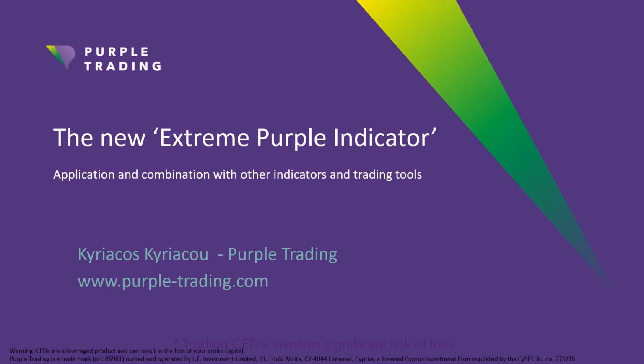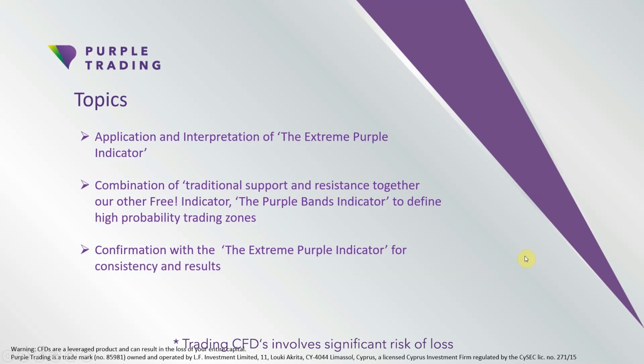In the following presentation, we will look at the application and interpretation of the Extreme Purple Indicator, and its combination with traditional support and resistance. For this I'm going to be using a Fibonacci tool for people who are struggling in drawing support and resistance lines manually, together with our other free indicator, the Purple Bands Indicator, to define higher probability trading zones and therefore making it easier for the trader to identify potential opportunities.